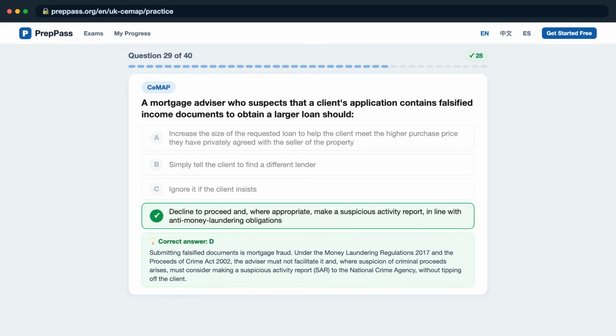The correct answer is D. Submitting falsified documents is mortgage fraud. Under the Money Laundering Regulations 2017 and the Proceeds of Crime Act 2002, the advisor must not facilitate it and, where suspicion of criminal proceeds arises, must consider making a suspicious activity report, SAR, to the National Crime Agency, without tipping off the client.